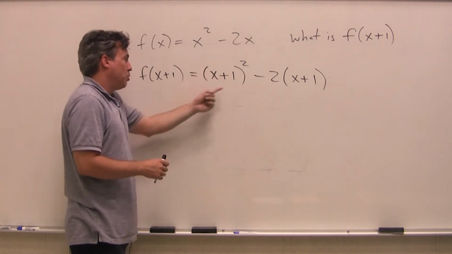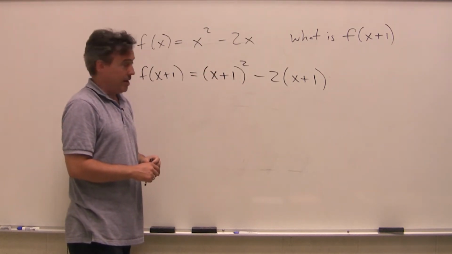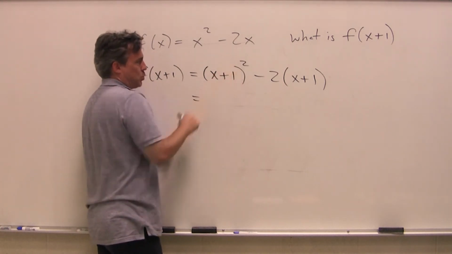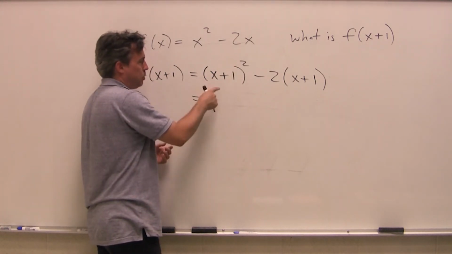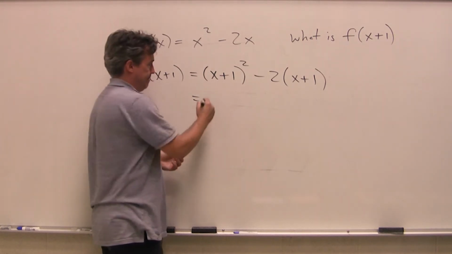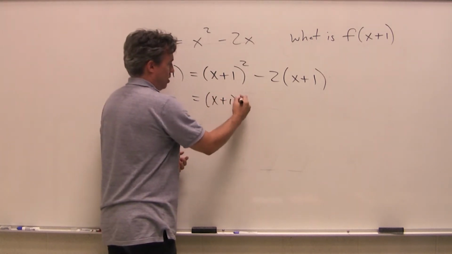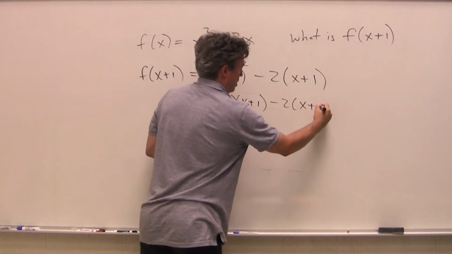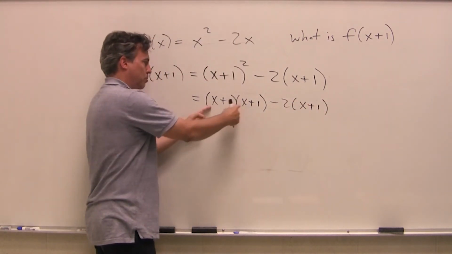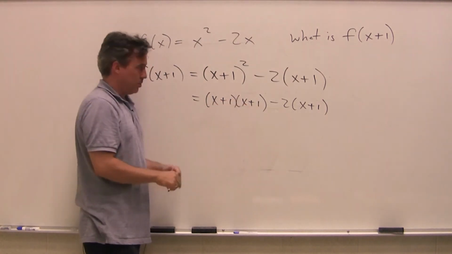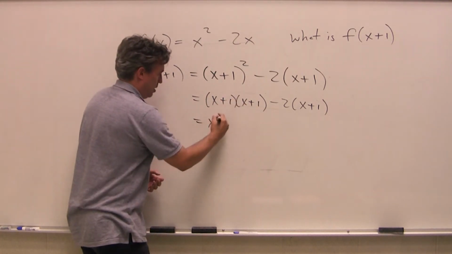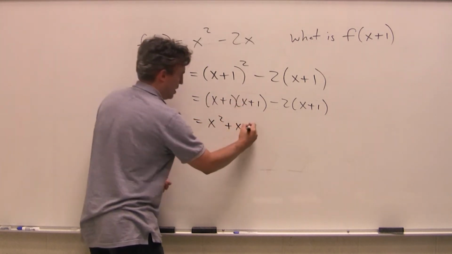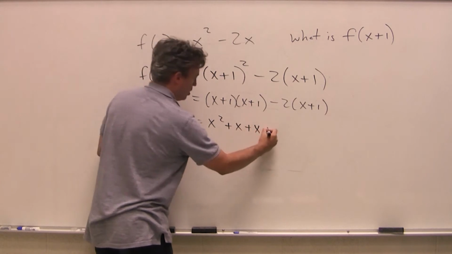Now I'm in the situation of maybe expanding this and simplifying, and that's not too bad, okay? So what does (x plus 1) squared really mean? It means (x plus 1) times (x plus 1). It might be useful to actually write that. And then you can distribute the x and the 1 through both terms, and it looks like this. x squared, x times 1 is x. This 1 times x is another x. This 1 times 1 is 1.